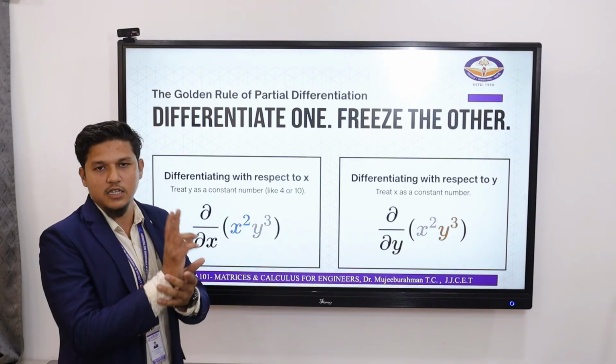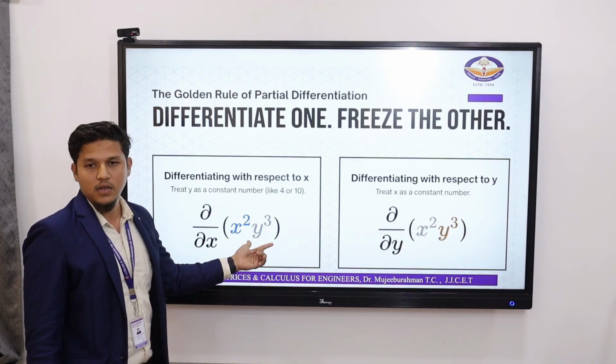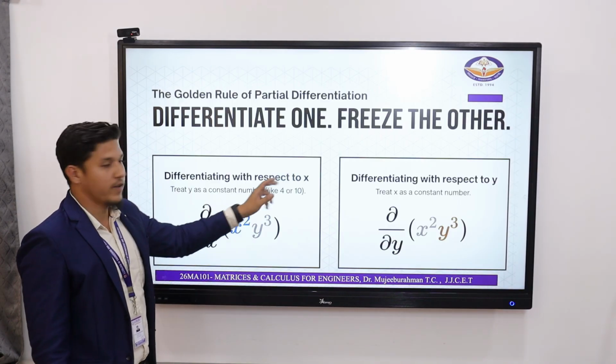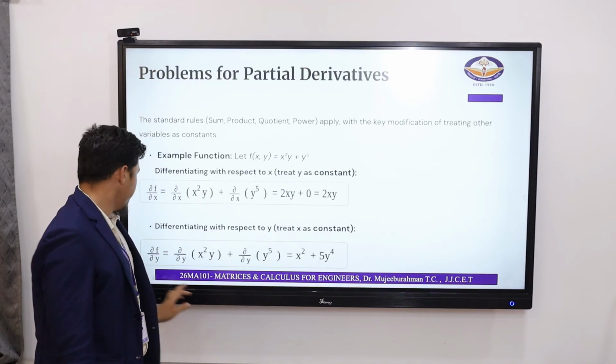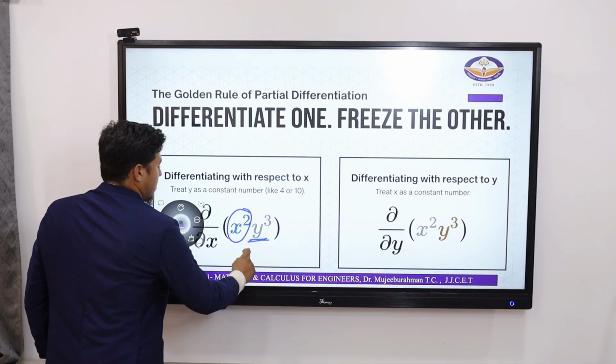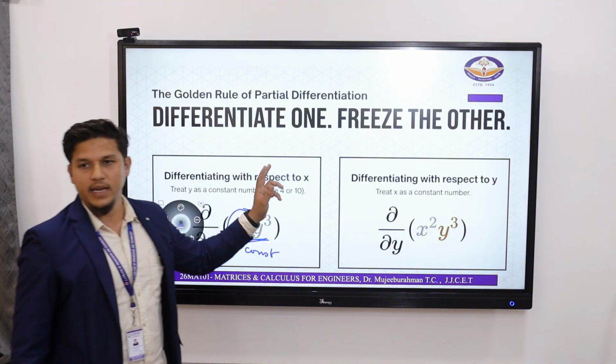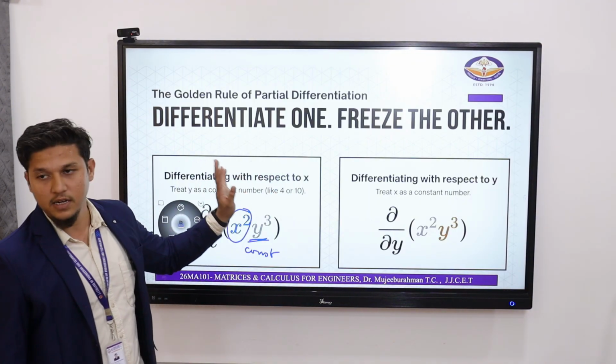Partial differentiation means there is more than one variable. So we have 2 variables here, x and y. If we are going to differentiate with respect to x, then we consider x alone and keep everything other than x as constant. That is the major rule you have to follow in partial differentiation.